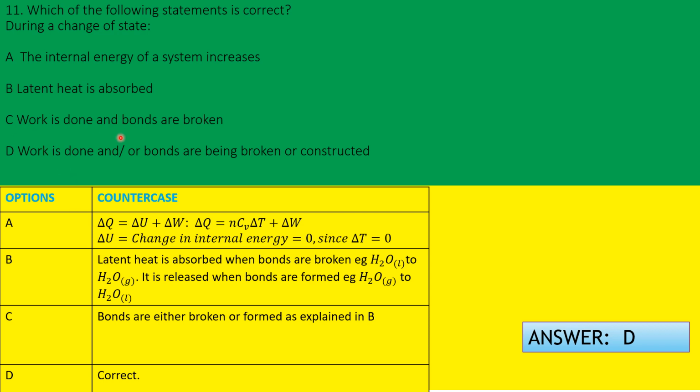C says work is done and bonds are broken. Well, not all the time that bonds are broken. Bonds can be formed. If you're moving from, let's say, ice to water, right, then bonds are broken. But if you're moving from water to ice, then bonds are formed, right? So not all the time bonds are broken. So D says work is done and bonds are being broken or formed. Correct. So either bonds are broken or they are formed, right? So steam to water, bonds are formed. Water to steam, bonds are broken. All right, so our answer is D.